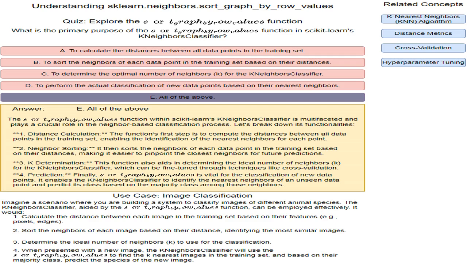Hyperparameter tuning involves optimizing the values of parameters that control the learning process of a machine learning model, but are not learned from the data itself. In a spam filter, hyperparameter tuning can be used to adjust the thresholds for classifying emails as spam or legitimate, improving the accuracy of the filter.